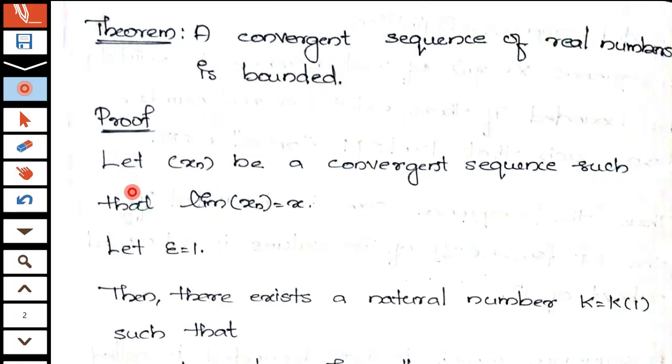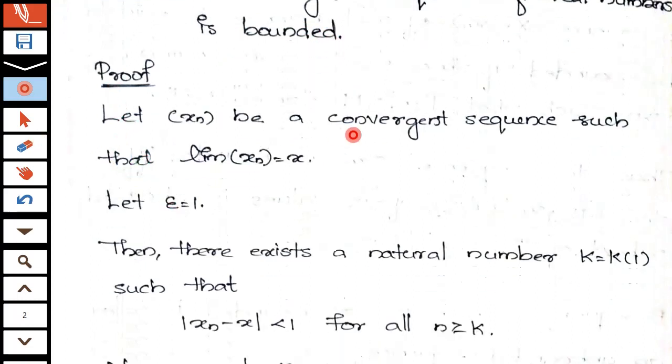Okay, so let's consider the proof. Let xn be a convergent sequence such that limit xn equal to x. So first consider a convergent sequence and suppose it converges to a real number x. So we know what is the definition of a convergence.